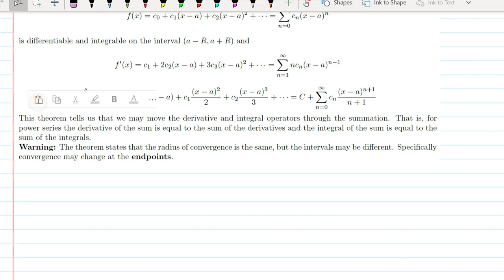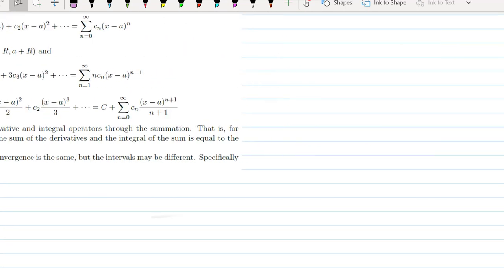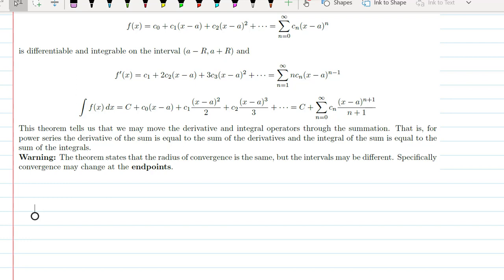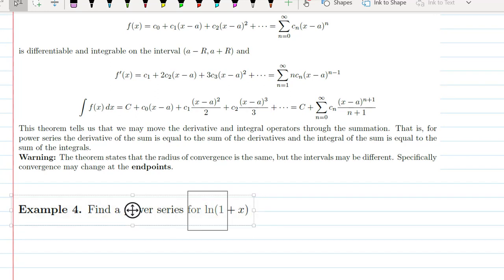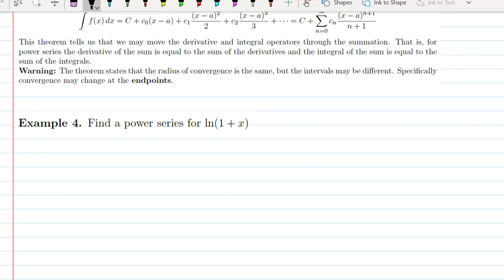You may or may not remember this, but a while ago, we were looking at the alternating harmonic series, and I told you that I knew that the alternating harmonic series converged to the natural logarithm of 2. Well, we're going to find out why that's the case right now. So we want to find a power series for the natural logarithm of 1 plus x. And we don't have any rules that help us do that.